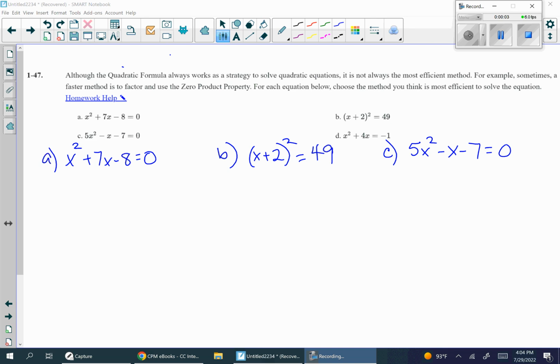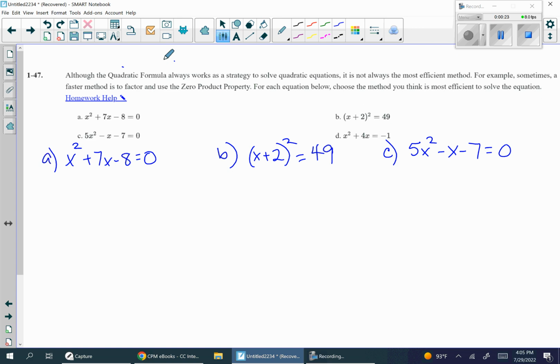CPM Math 3, problem 1-47. This problem is asking you to seek the most efficient method of solving. A lot of times students want to just jump to the quadratic formula, and in the case of at least two of these, it is definitely faster to try either the zero product property, to use the square root method, or completing the square.